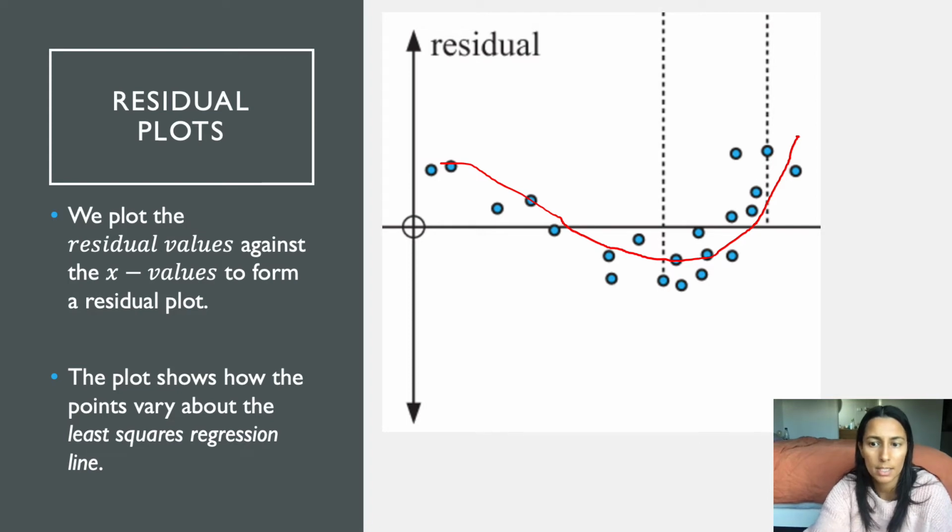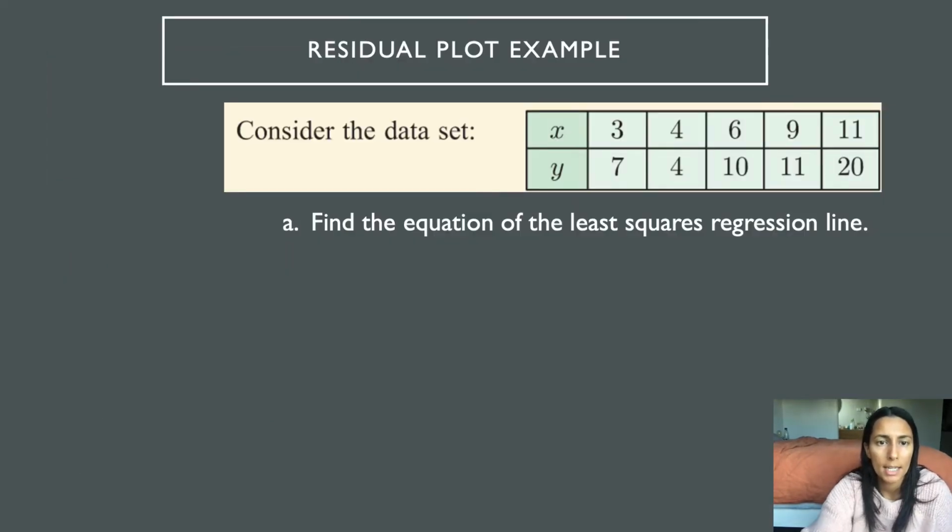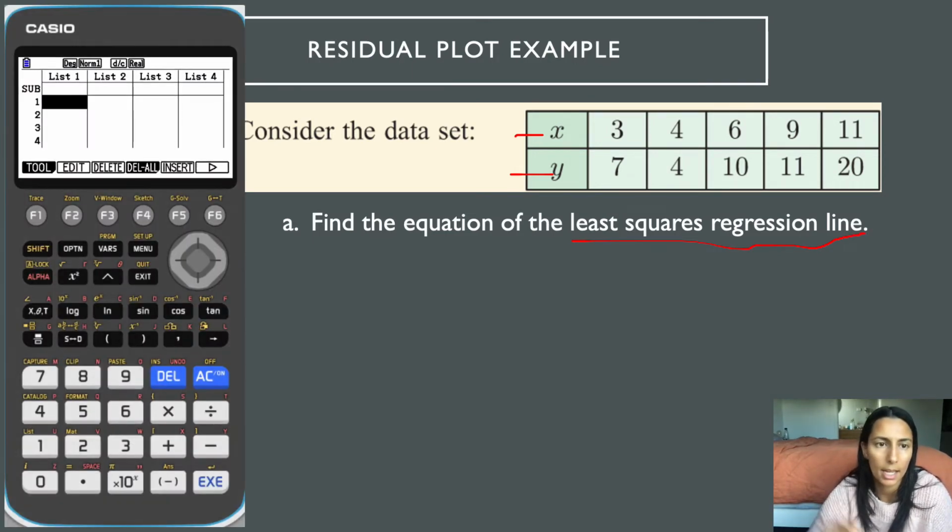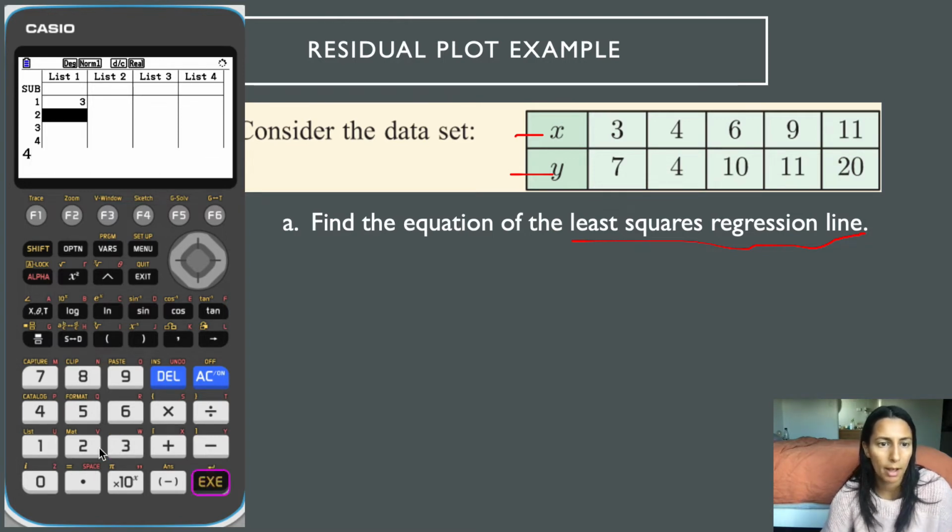All right, let's do an example and then hopefully you can do your own ones. This is my data set. I haven't given you any context to the question, but basically these are my x values, these are my y values, and I want to find my least squares regression line equation. The way I do that is I get my trusty graphics calculator and I put in all my values.